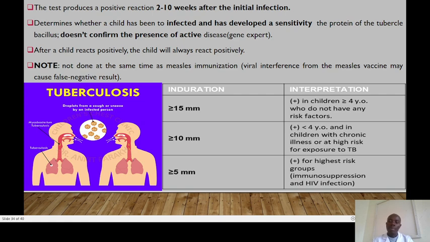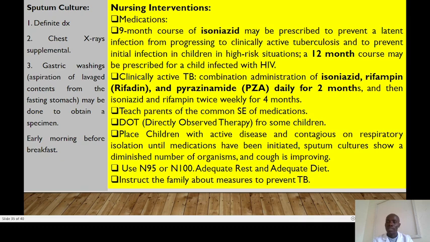So the result will depend on how the child has been assessed. It could be greater than 15 millimeters if children are more than 4 years and do not have any risk factors. That is what you pick as positive, okay? Or greater than 10 for children who are under 4 years, children with chronic illness or at high risk of exposure. This will be treated as positive. Or 5 for the highest risk factors, the immunosuppressed. If you have 5, then that will be considered as positive.